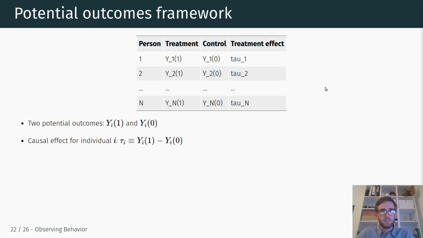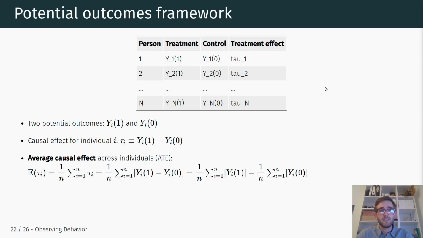The causal effect for each individual i is then defined as tau_i, which is just the difference between these two potential outcomes, right? So that's the difference between the counterfactual of earnings having served in the military minus the earnings of not having served in the military. Based on this framework, we can define the average causal effect across all individuals. That's the ATE, the average treatment effect, as the expectation of tau_i. That's just the average of all tau_i's across all individuals.